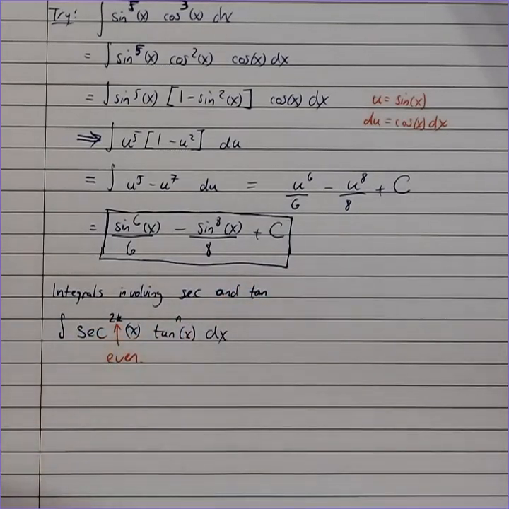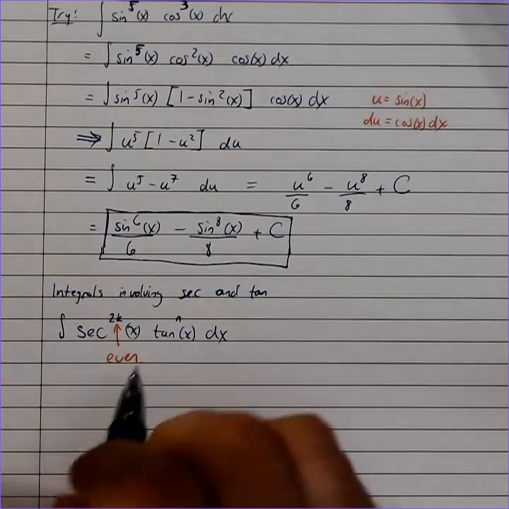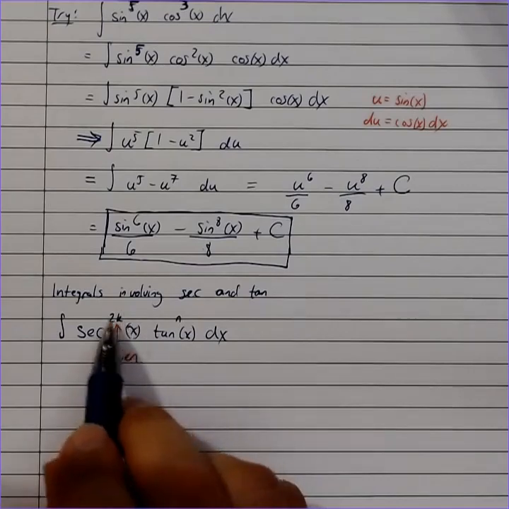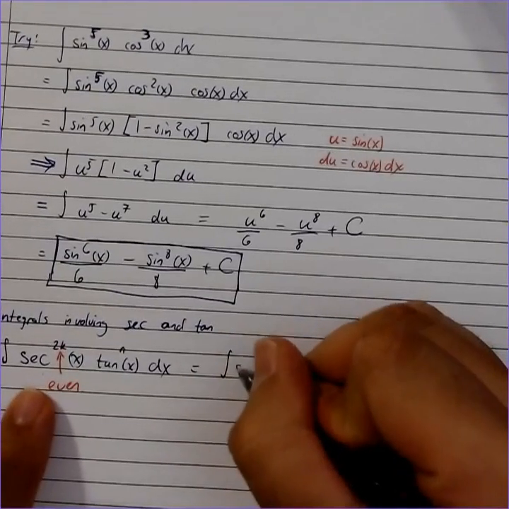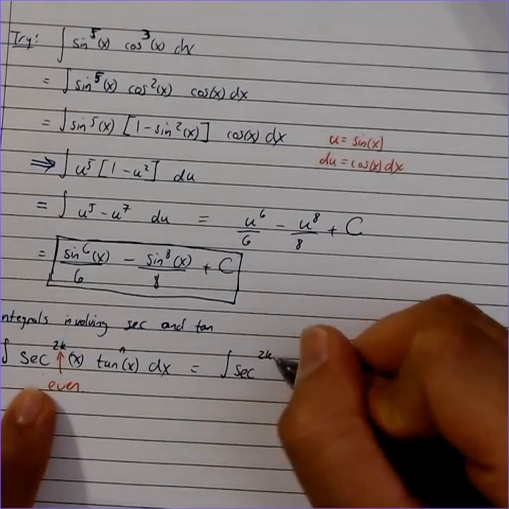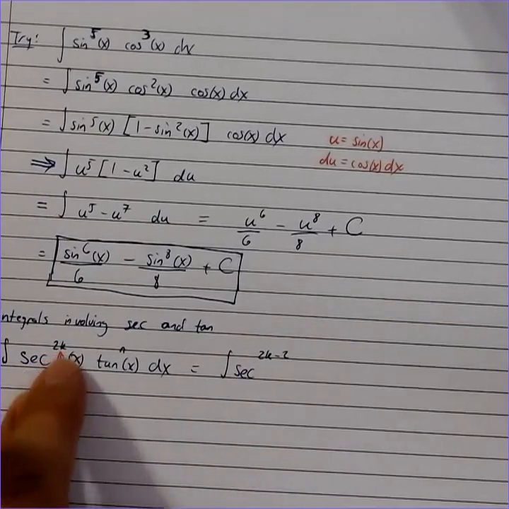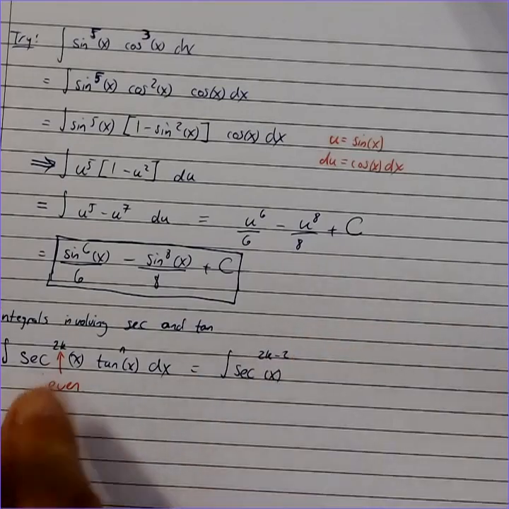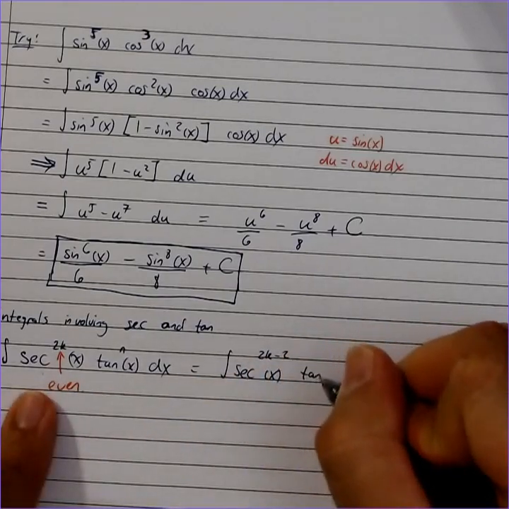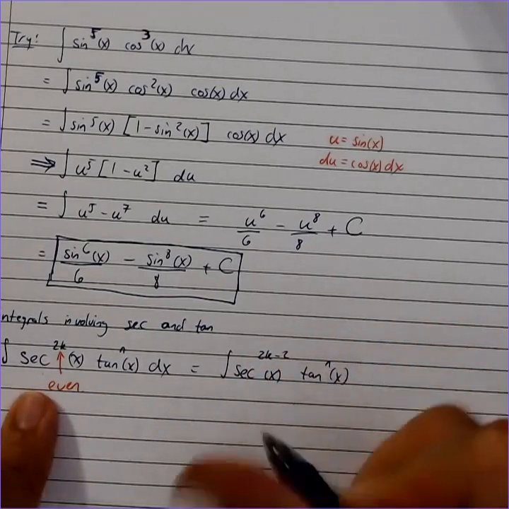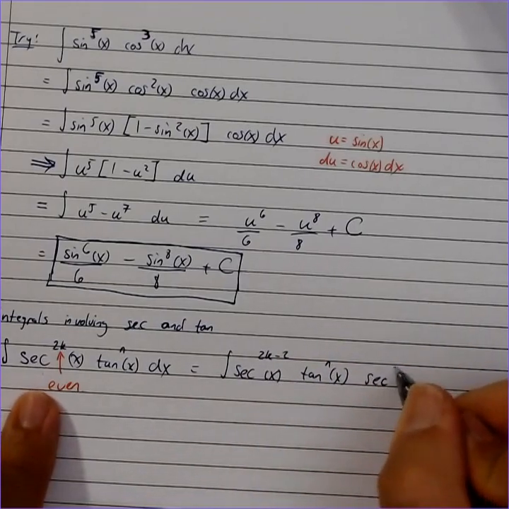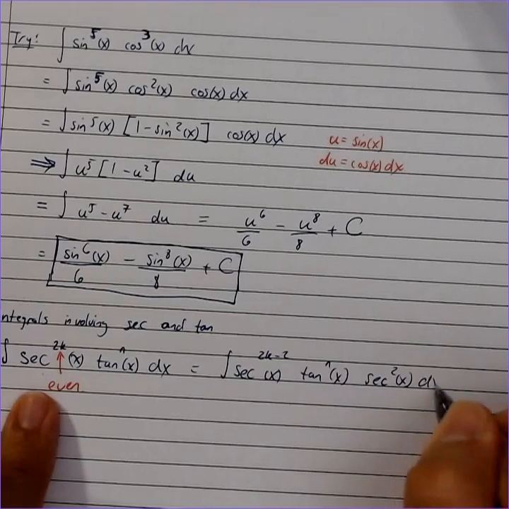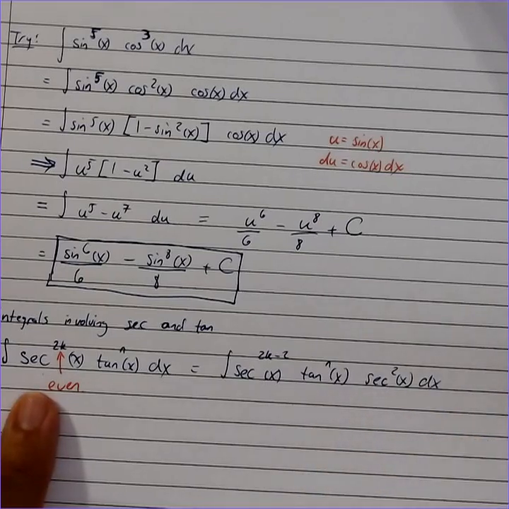Okay? So, if you have an even power, what you're going to do is strip off a pair of these. You're going to write this as secant to the power 2k minus 2. You're going to take 2 off that power. You're going to leave tangent as it is. And now the 2 that you stripped off, that's secant squared of x, along with your dx, that'll form your differential.